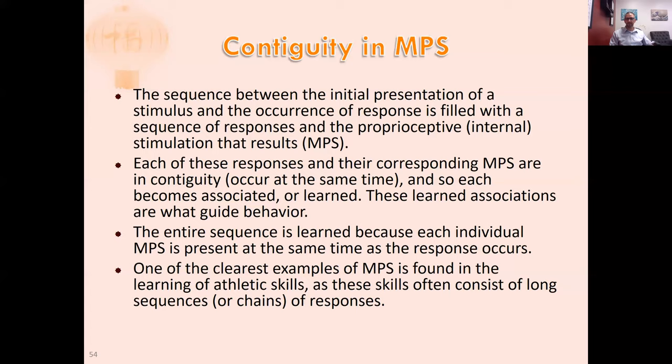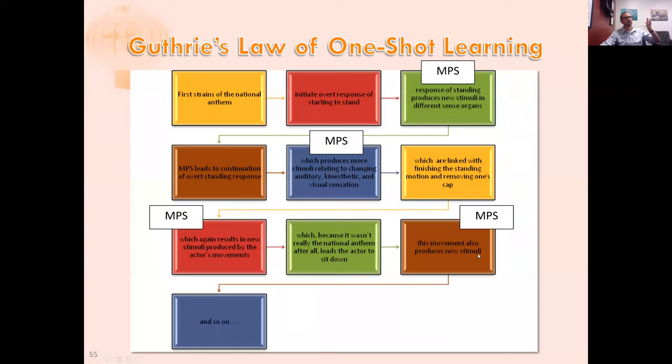Again, I find this really interesting. So let me give an example of this. Let's say you hear what you think are the first strains of the national anthem. What do you do? Well, you might stand up. When you stand up, you feel your body in a new way. You are sitting, and when you stand up, you feel your body change, right? New muscles are tensing, other muscles are relaxing. You feel just the sensation of your body being in a different position. And once you've done that, you stay standing.